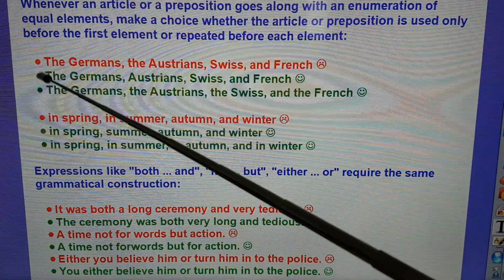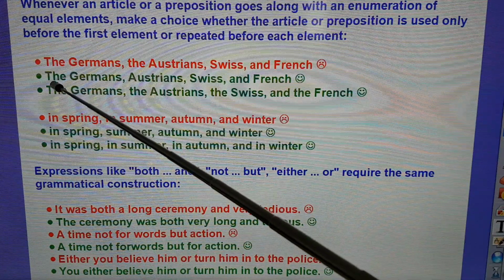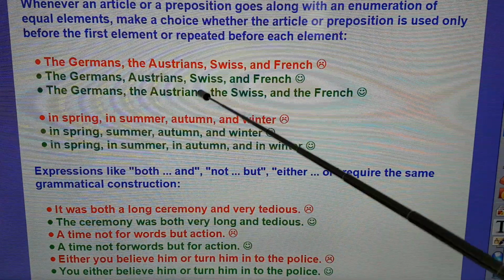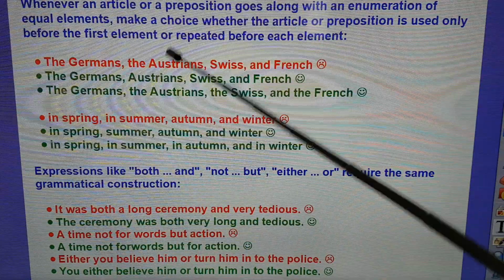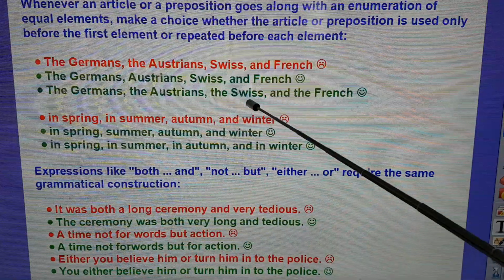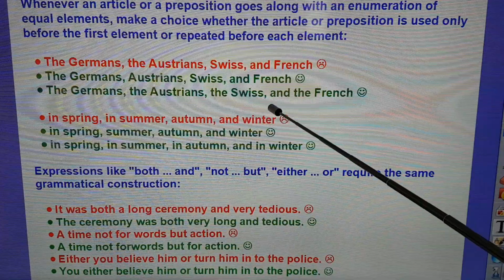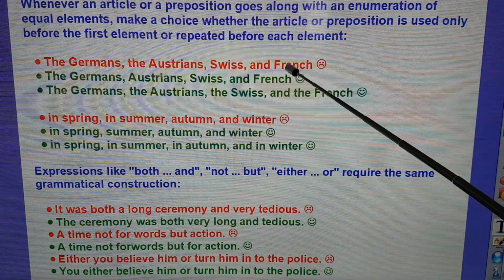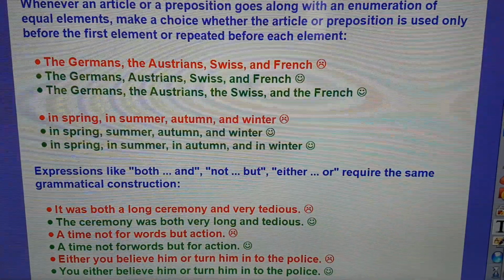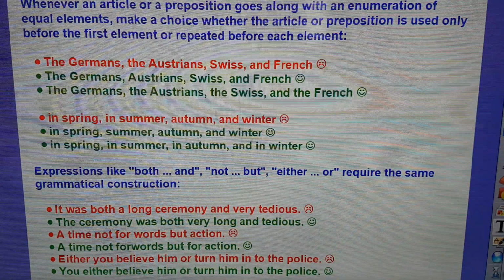Either you use this definite article once before the first element that is enumerated: The Germans, Austrians, Swiss, and French. Or you do it this way: The Germans, the Austrians, the Swiss, and the French. Yeah? These two are good English. This one is not good, and I would even think it may be considered incorrect.